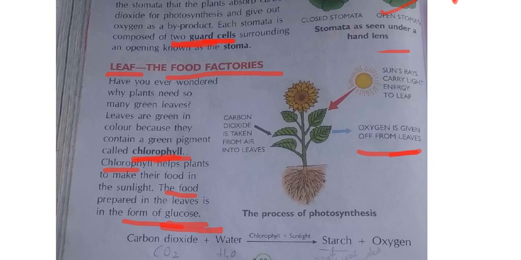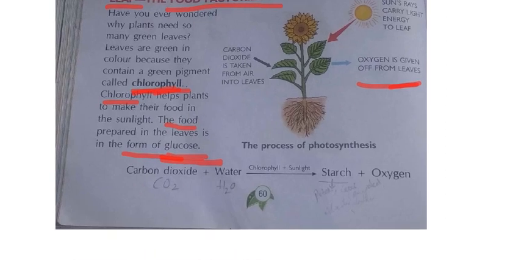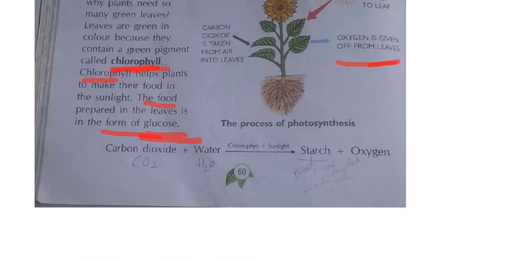Glucose. And this is called the process of photosynthesis. Photosynthesis means nothing but the process by which the plants make their own food. Yes or no? One more point, how this whole process was done, there was an equation, and this equation is very important, children. What I have underlined here, it is very much important.